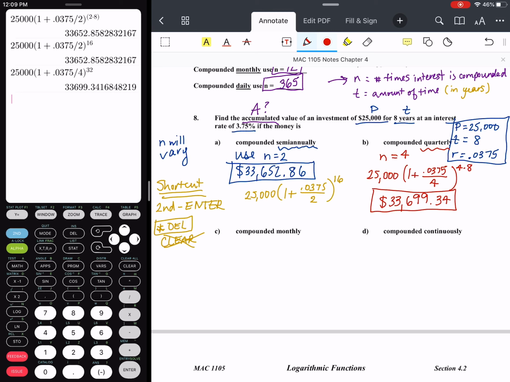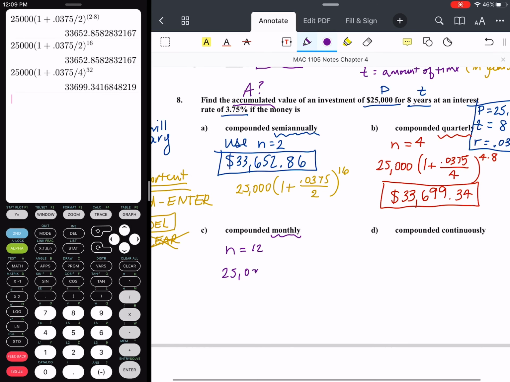All right, next up, compounded monthly for part C. Compounded monthly, I'm going to use n equals 12. So in my calculator, I want to type 25,000. Oops, wow, that was weird, zoomed in. 25,000 times 1 plus 0.0375 divided by 12, raised to the power n times t, 12 times 8. I'll use second and enter just to save myself a little time. So down here it says 4. I'm going to delete that and replace it with 12.